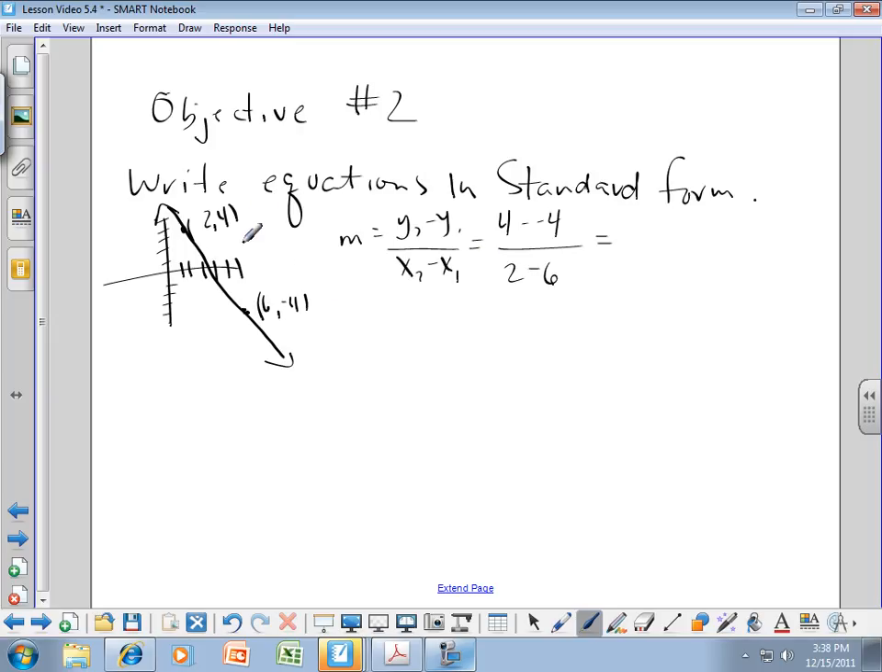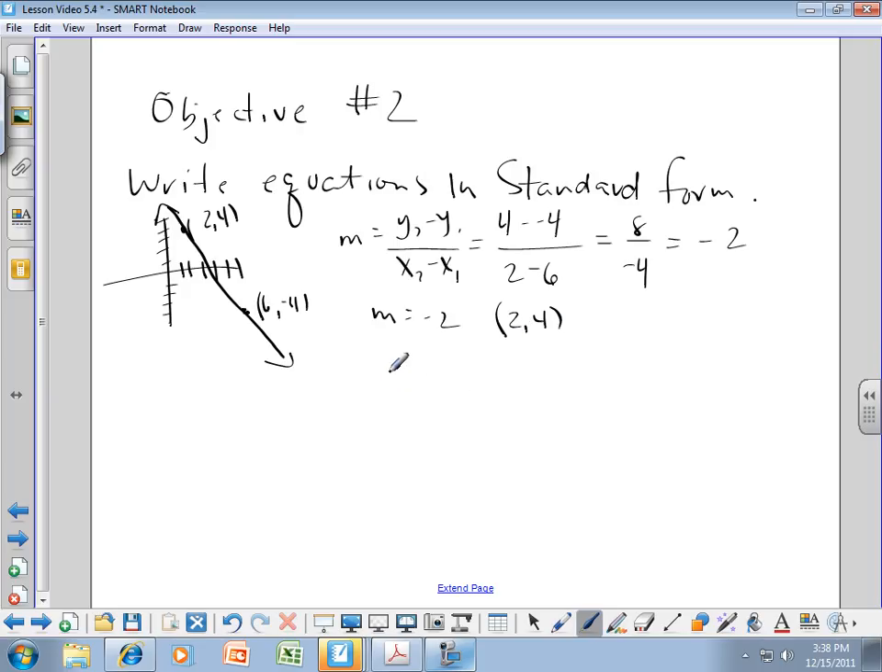Okay, you like how I did the y's and then the x's? 4 minus negative 4 is really 4 plus 4. That's 8. What's 2 minus 6? It's negative 4. Yep. And so the slope of this line is negative 2. So let's use a slope of negative 2. And I'm going to pick the point 2, 4. Why did I pick 2, 4 over 6, negative 4? Well, really because these were all positive.